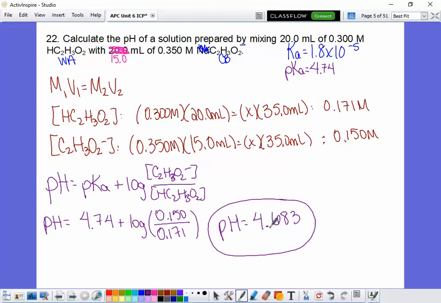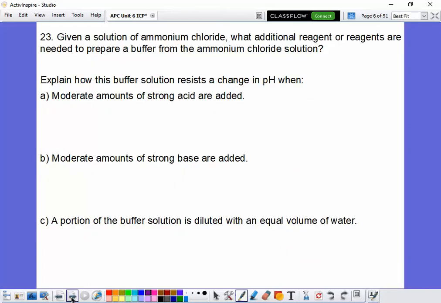Now we're going to talk about how buffers will resist those changes in pH, like you guys were telling me at the beginning of the lesson, what buffers do. We're going to talk about how that occurs. So looking at number 23, we have a solution of ammonium chloride. What is the formula for ammonium chloride? NH4Cl.